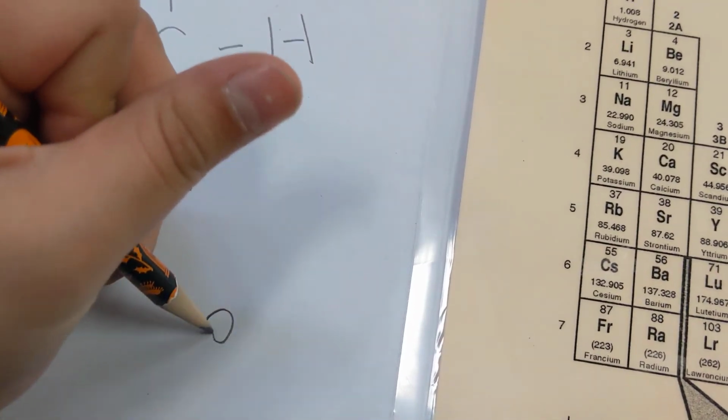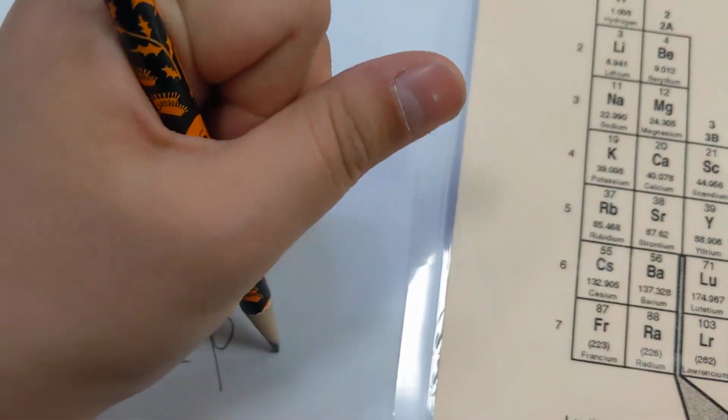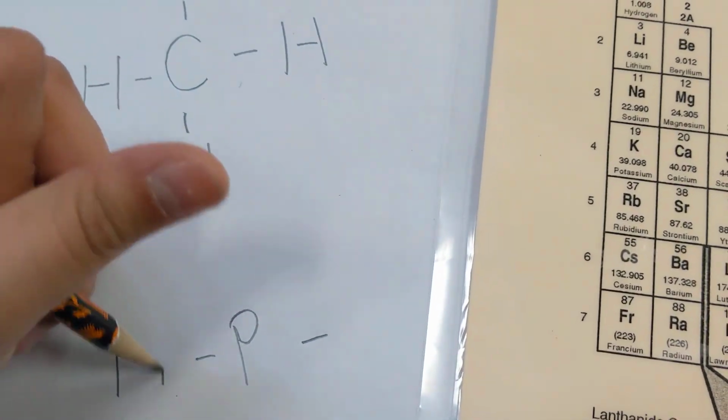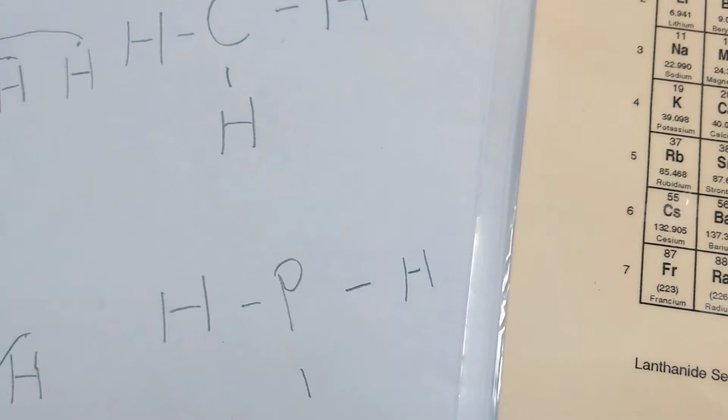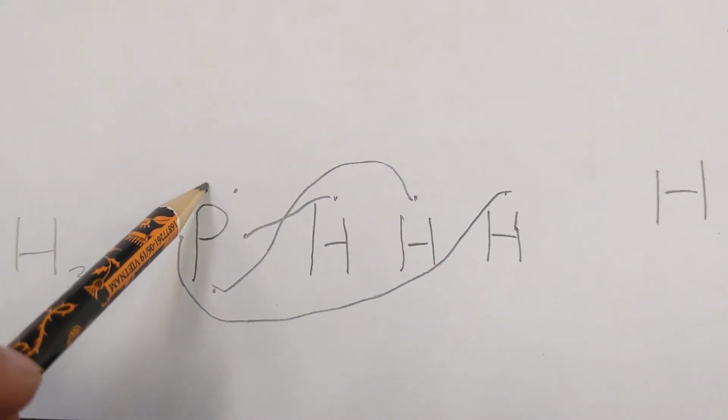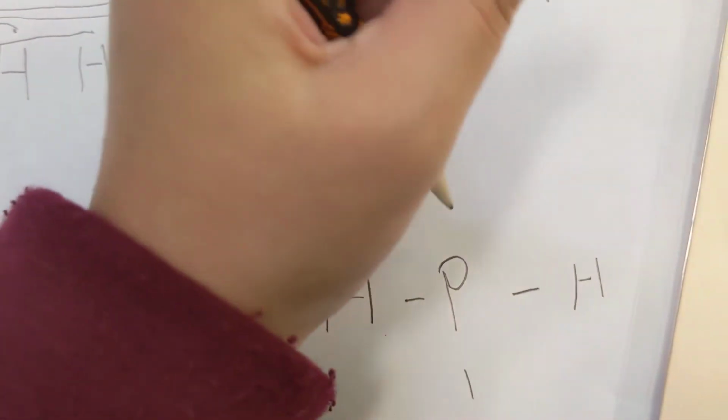Then we can draw it the nice way. So phosphorus is going to look like this, right in the middle, 1 bond with hydrogen, 1 here, here, and like this. So 3 hydrogen. And then phosphorus had 1 lone pair left over, which is going to be these 2. And we can go ahead and draw those right here.